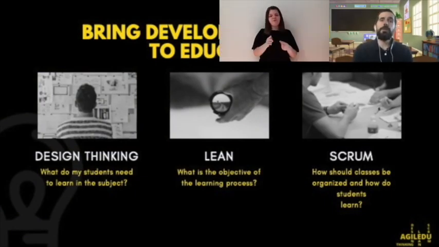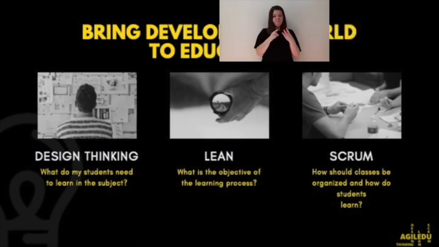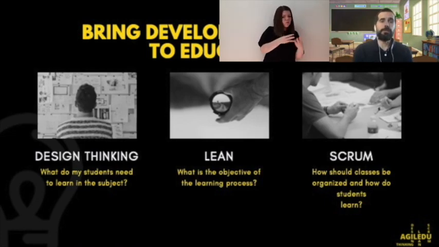So, design thinking allows us as teachers to answer the following question: what do my students need to learn in the subject? Lean: what is the objective of the learning process? And Scrum: how should classes be organized and how do the students learn? We will see the schedule of action with each of the methodologies involved and how the main elements of the curriculum are applied in the process. In addition, we will also see how it fits a blended learning model with in-person classroom activities, online learning materials, and structured independent study time guides.